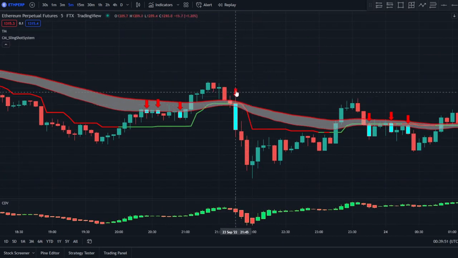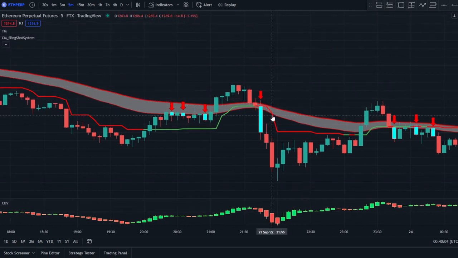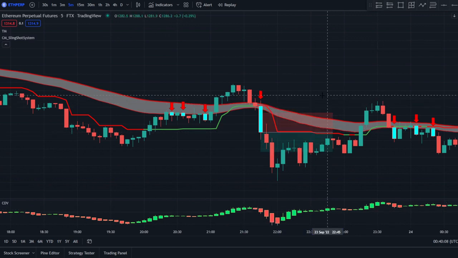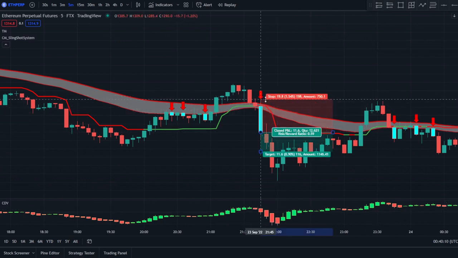First up, we must have a red arrow above. Next up, there must be a break below the trend magic. That means the candle must be closing below the trend magic. And your last up will be when your trend magic is red in color and your cumulative delta is red in color. So here is a valid signal, and we'll enter a short position there.